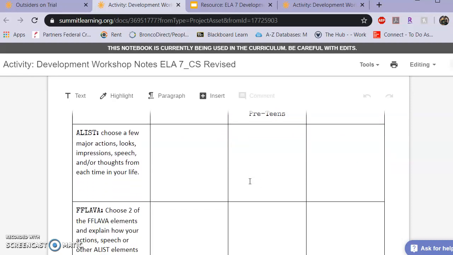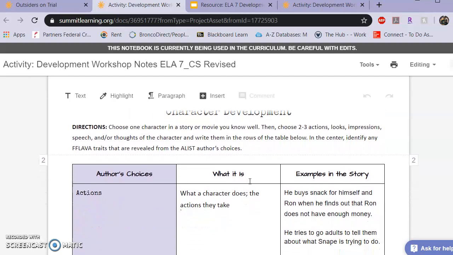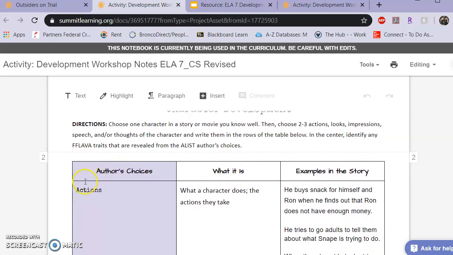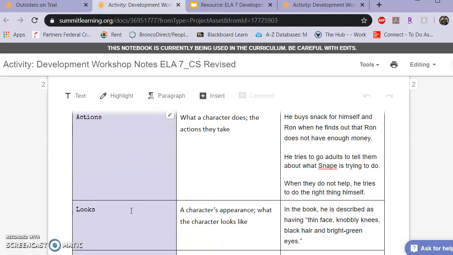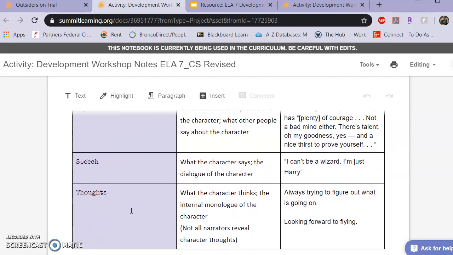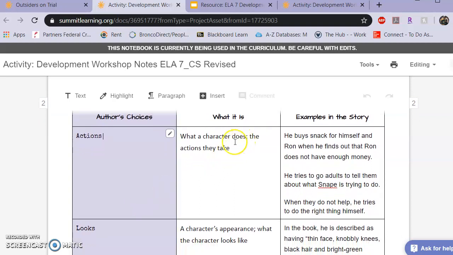Okay, so I'm going to choose a character, and the character I chose is Harry Potter. If we look through the character development, on the left-hand side where I highlighted, if you look at those purple boxes, we see actions, looks, impressions, speech, and thoughts. That's A-list. And here it's telling us what the words mean. So actions are what the character does, the actions they take.